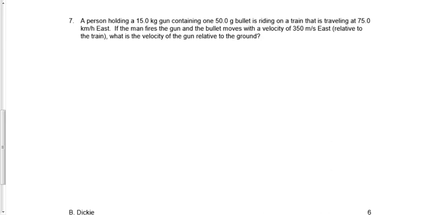Right away, we got some red circle stuff here: kilograms, grams, kilometers per hour. Man fires the gun, and the bullet moves at a velocity of 350 meters per second east relative to the train. What's the velocity of the gun relative to the ground?